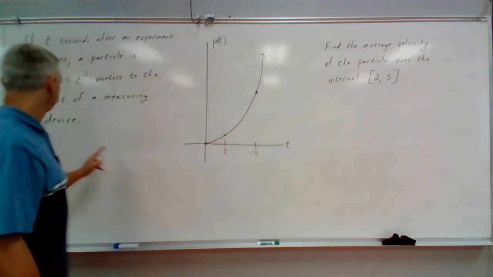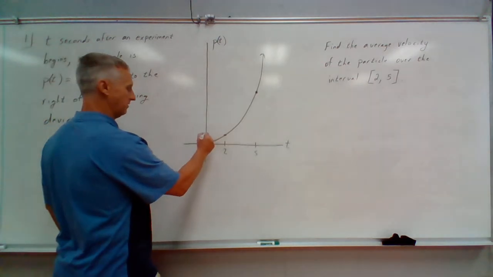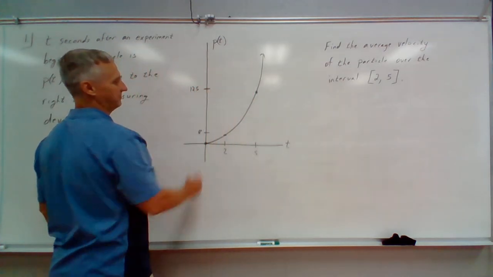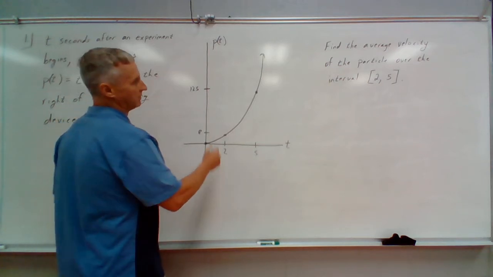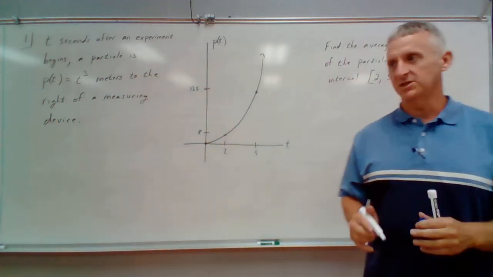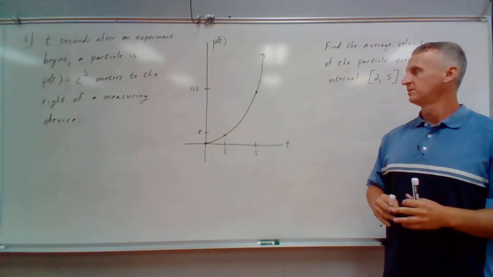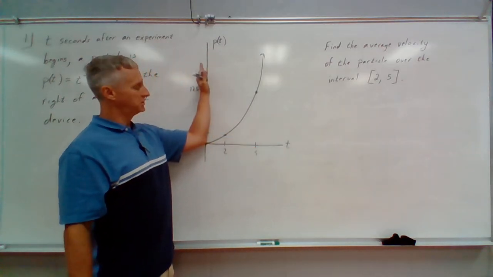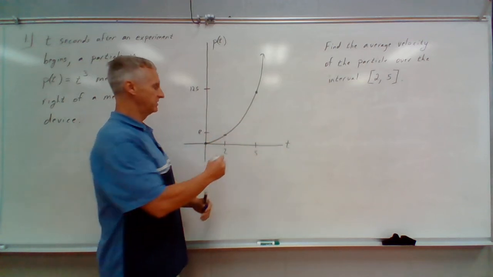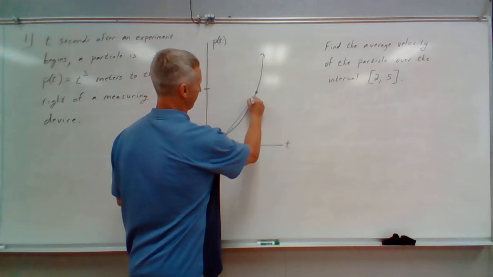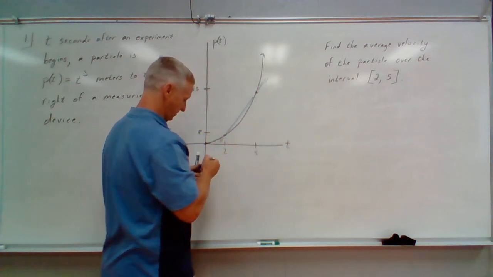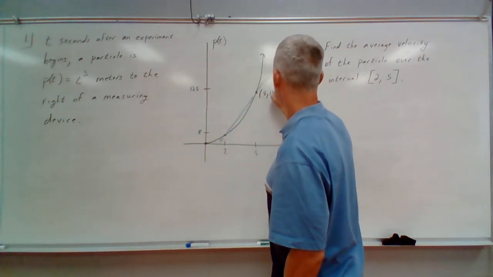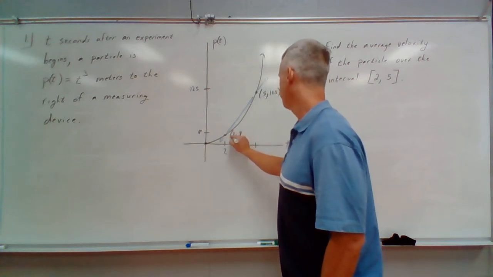If I plug 2 into this function, I'll get 8. If I plug 5 into that function, I'll get 125. To find the average velocity, velocity is change in position over change in time. So if this axis gives me the position and this axis gives me the time, change in position over the change in time would just be the slope of this secant line. And I'm going to label these points. This is 5, 125. This is 2, 8.